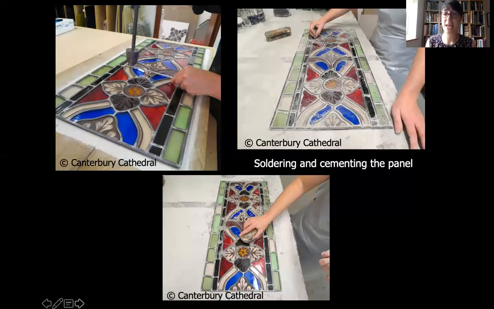And finally, the gaps are cemented and sealed, and that panel is then ready to go into a window, probably a wooden or metal frame within the stonework. So I appreciate that was a whirlwind introduction to techniques, but these techniques haven't really changed over the course of history that much, although new techniques have appeared. So understanding this process will help us to appreciate the artistry and the craftsmanship that goes into making stained glass.